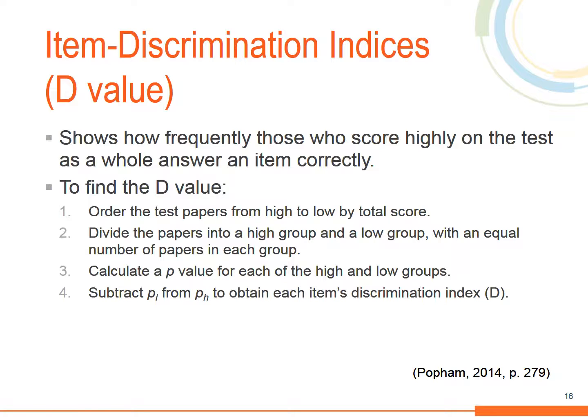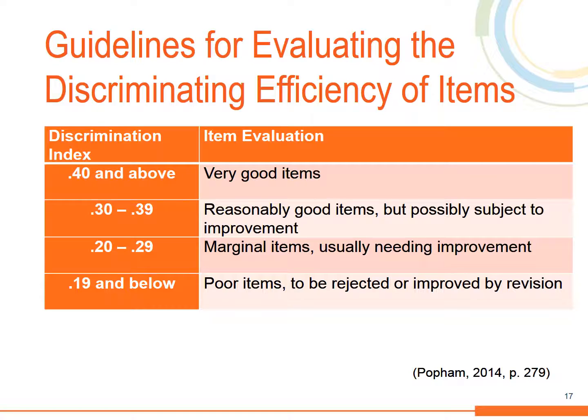Step 3 is to calculate the p-value, which was just discussed on the last slide. Calculate the p-value for each of the high and the low groups. And then step 4 is to subtract the p-value of the low group from the p-value of the high group to obtain each item's discrimination index, and that's the D value that is listed above. So you calculate this number, this D value, but then what does that mean? What do you do with it? Well, you follow this chart.